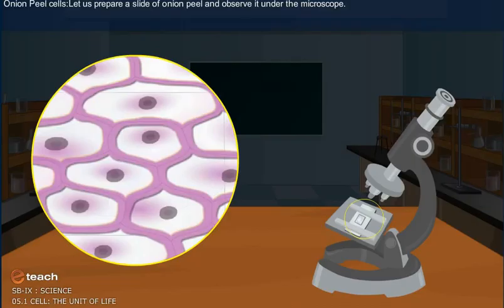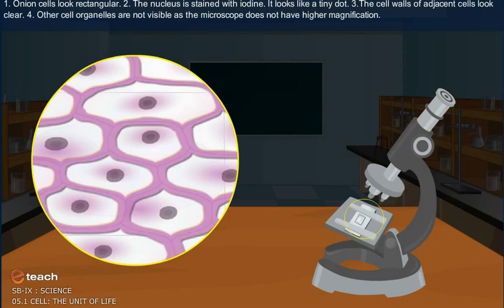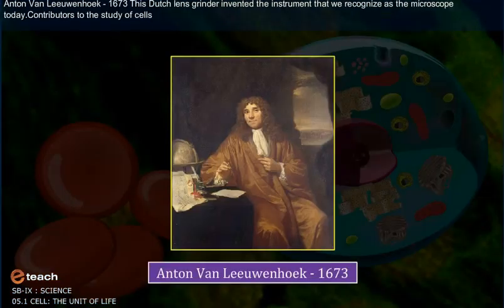Activity. Onion peel cells. Let us prepare a slide of onion peel and observe it under the microscope. 1. Onion cells look rectangular. 2. The nucleus is stained with iodine. It looks like a tiny dot. 3. The cell walls of adjacent cells look clear. 4. Other cell organelles are not visible as the microscope does not have higher magnification.